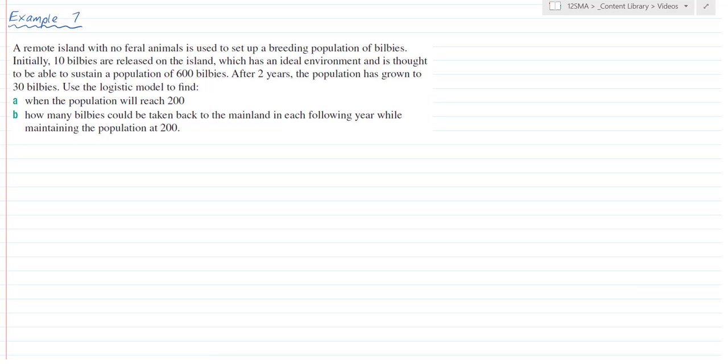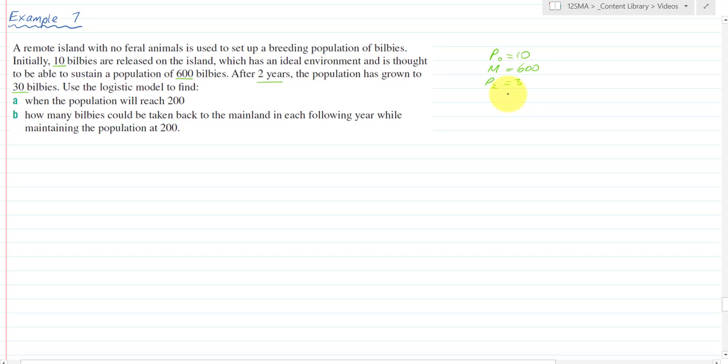A remote island with no feral animals is used to set up a breeding population of bilbies. Who cares? Initially, 10 bilbies are released on the island, so that means that the population at time equals 0 is 10. It has an ideal environment and is thought to be able to sustain a population of 600 bilbies, so based on my formula, that means m equals 600. After 2 years, the population has grown to 30, so that means that P2 equals 30.